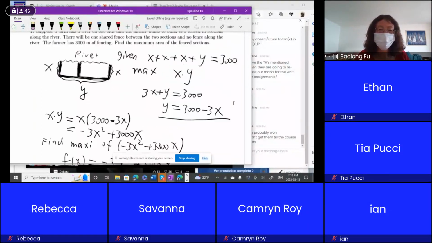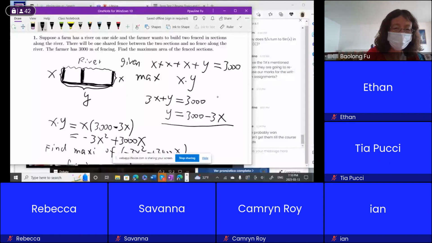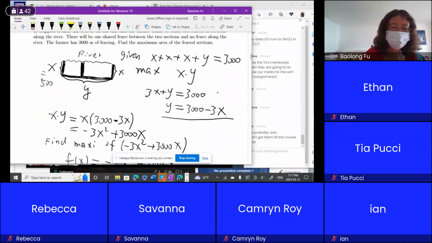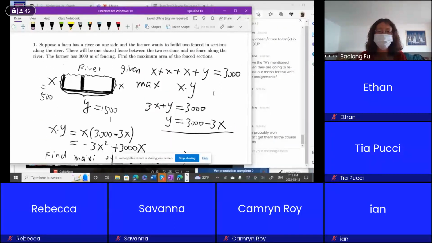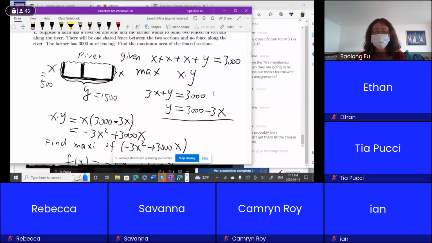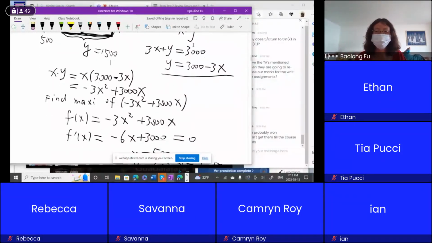So our final answer: the farmer should put x as 500 and y as 1,500, so that the farmer can maximize the area of the sections. Shall we move on to the next question?